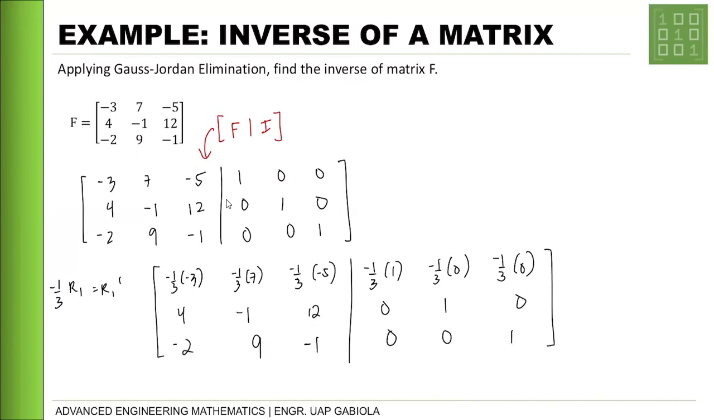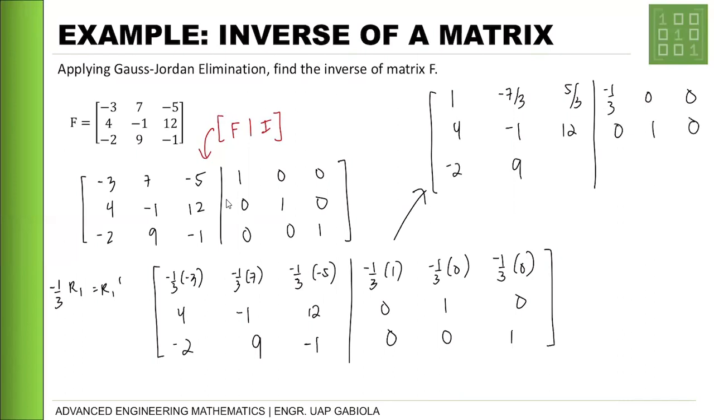Okay, yan. So, simplify lang natin. So, that will be 1, negative 7/3, 5/3. Then we have negative 1/3, 0, 0. Okay. So 4, negative 1, 12, 0, 1, 0, negative 2, 9, negative 1, 0, 0, 1. Okay. So you can see, yung first row natin, naka 1 na siya. So, may starting point na tayo.